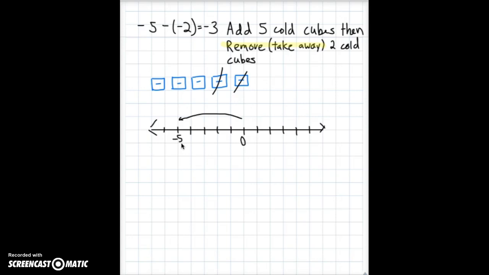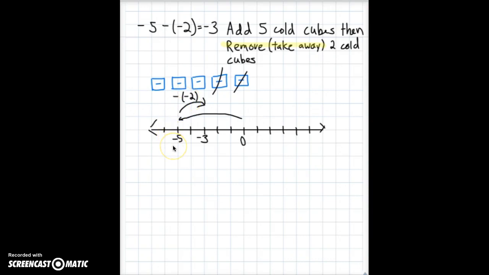Now, since we're going to remove 2 cold, we're going to go to the right on the number line. So we indicate that with an arrow pointing to the right. And you can see that I've shown that I've taken away 2 cold.